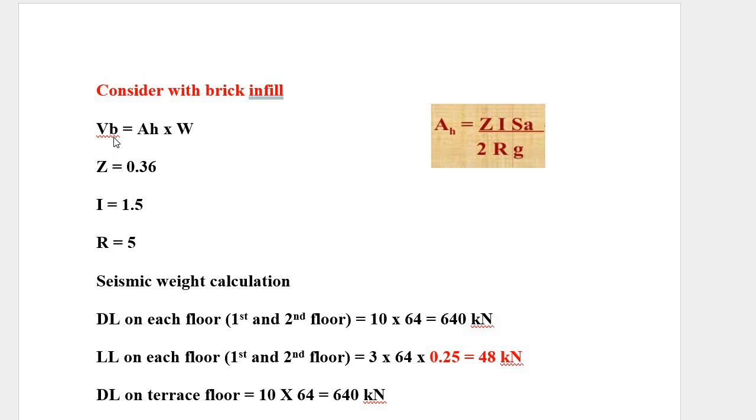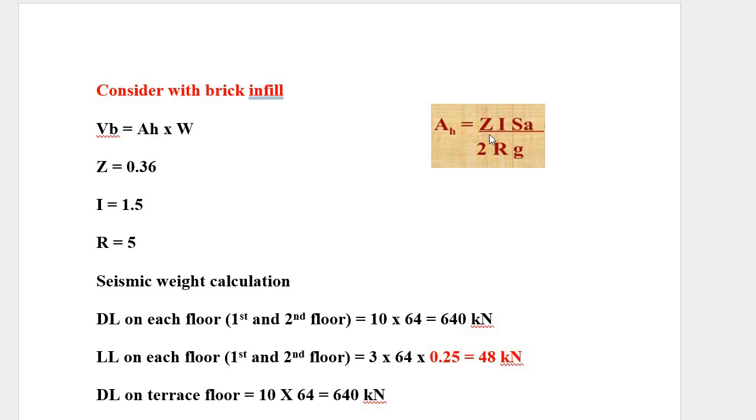So base shear notation is VB and formula is AH into W, where AH formula is Z by 2 into I by R into Sa by g. This is the formula, and where W stands for seismic weight of the building. Seismic weight is total weight of the building, and we will calculate the W later. First we will focus on this AH.